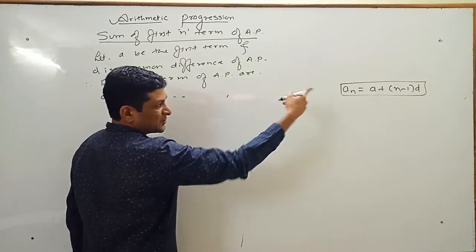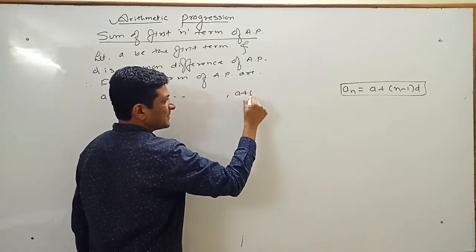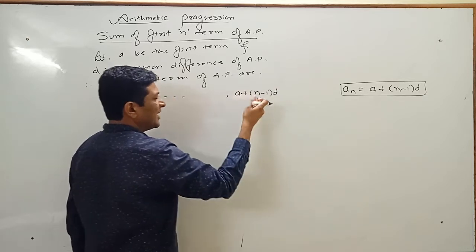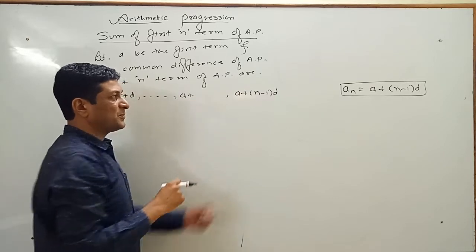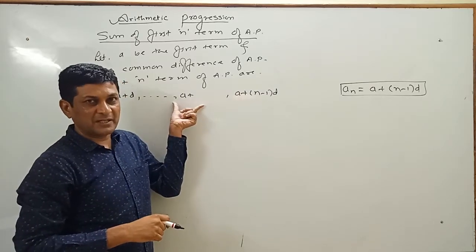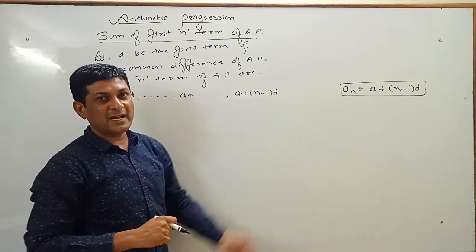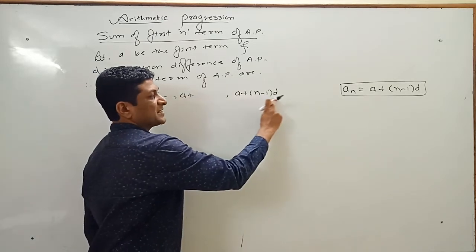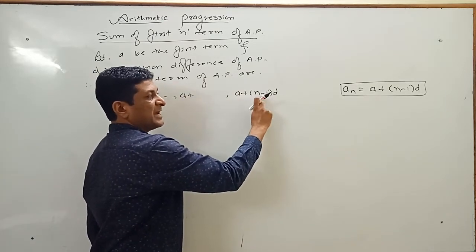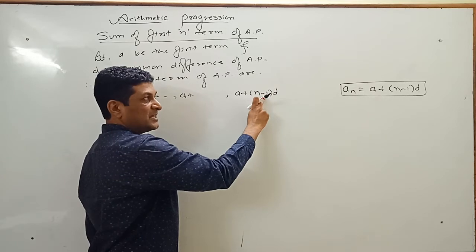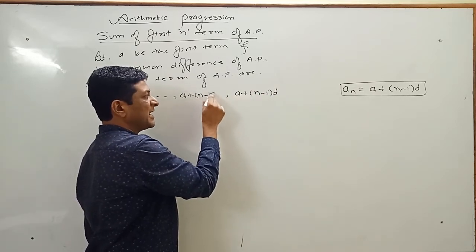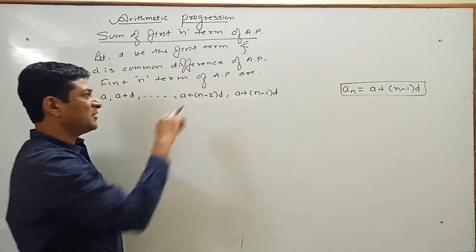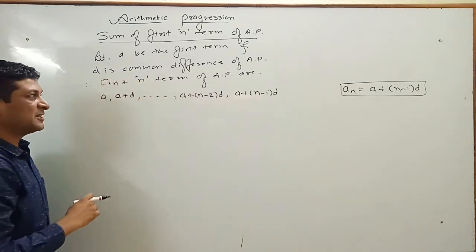The nth term will be equal to a plus n minus 1 into d, as we already know. And what will be its previous term? The previous term will be a plus... To find the previous term we subtract d, and to find the next term we add d. So if we subtract d from n minus 1 d, what is the coefficient of d? It is n minus 1. If we subtract d, it becomes n minus 2. In this way we have written the first n terms in the arithmetic progression.